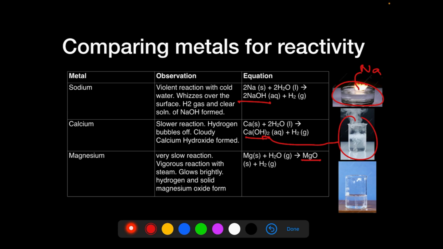And then we have magnesium. It has a very slow reaction, but it has a vigorous reaction with steam. It glows brightly. Hydrogen and solid magnesium oxide form. This happens when it is reacted with steam. Notice the change of state symbol over here. It is Mg solid plus H2O gas gives MgO solid plus H2 gas.